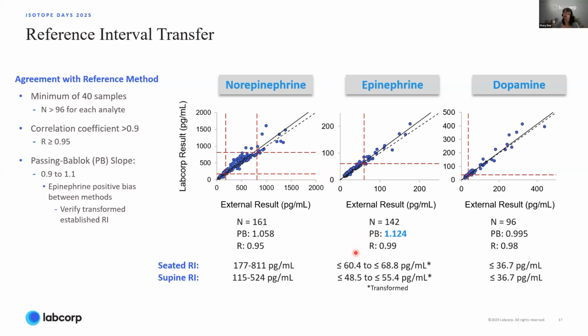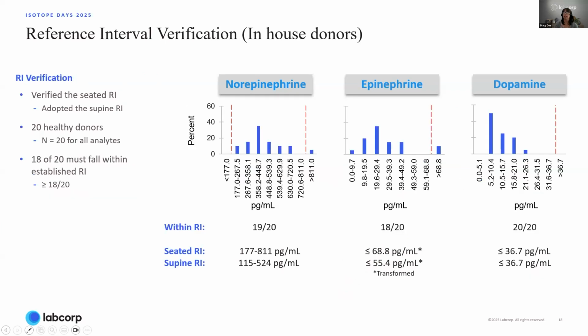So what we had to do is transform those reference intervals. The original reference intervals for seated and supine are here. So 60.4 was transformed into 68.8, and the 48.5 was transformed to 55.4. After that transformation, we were able to go ahead and test our 20 samples, and no less than 18 of 20 were within those reference intervals. So we were able to successfully verify the established reference interval. We also adopted the supine reference interval.